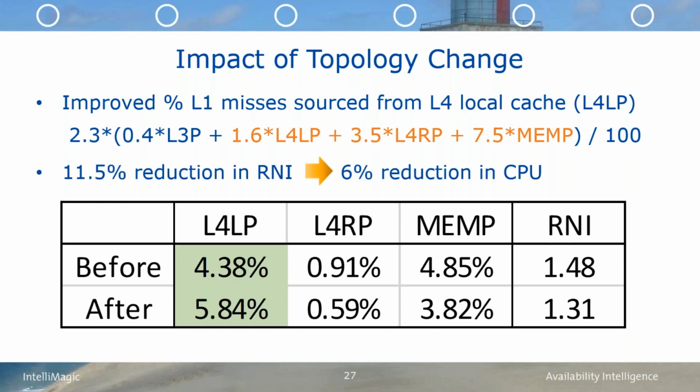This resulted in an 11.5% reduction in RNI, and IBM measured a corresponding 6% increase in effective capacity as a result of this single topology change, a change that did not require deploying any additional hardware but only involved utilizing the existing hardware more effectively. So another key takeaway is that LPAR topology can significantly impact processor cache efficiency.